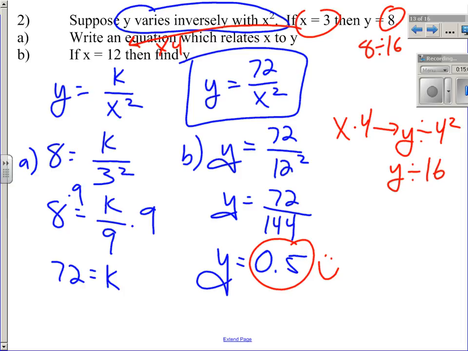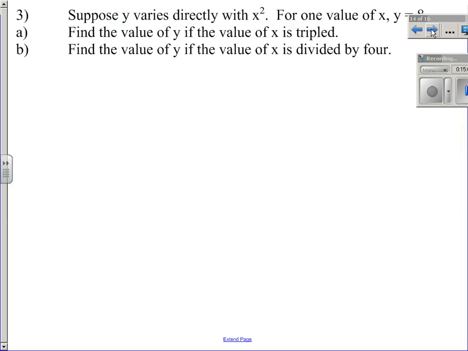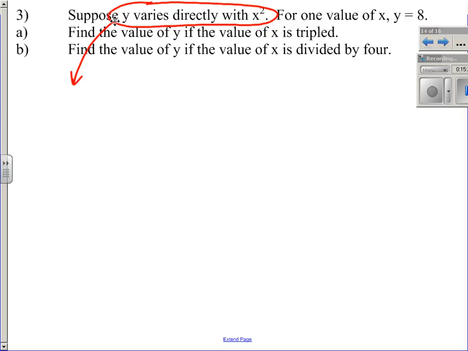All right, sometimes I will give you different information. Okay, so here I gave you the relationship between the two variables, right? And I've told you that for one value of x, but I didn't give you the value of x. I just said for some value of x, y is 8. And then it says find the value of y if x is tripled.